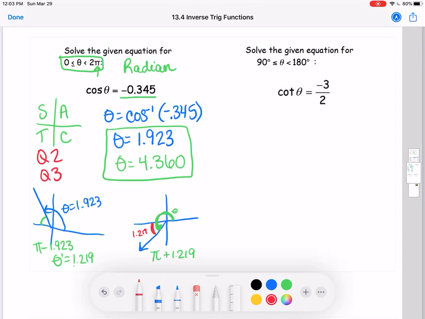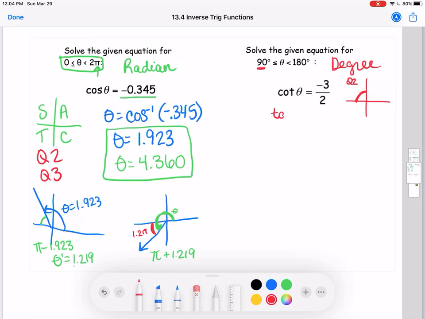Our next example deals with degrees. So now we need to be in degree mode. And we're looking only in between 90 and 180. So 90 and 180 is this quadrant up here in quadrant 2. Okay. Another peculiar thing is that we have cotangent equals -3/2, and there isn't an inverse cotangent button.